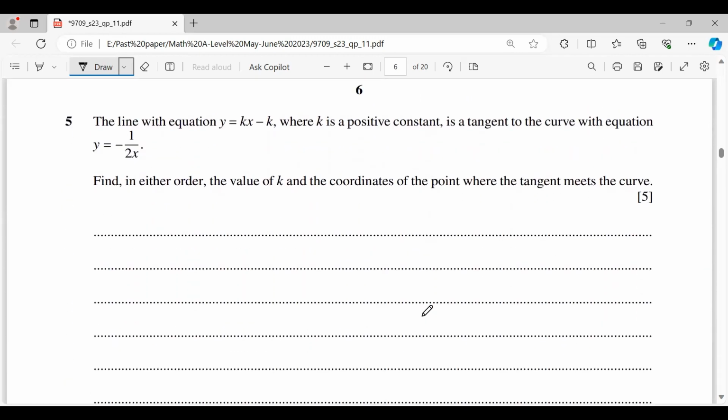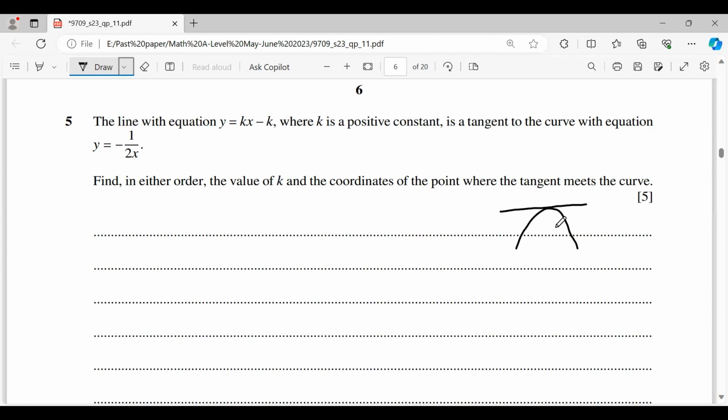Question five. The line with equation y equals kx minus k, where k is a positive constant, is a tangent to the curve with equation y equals negative 1 over 2x. So there is a curve like this, and this is the line. Because k is a positive constant, it means k is never zero or a number below zero. K is always positive.